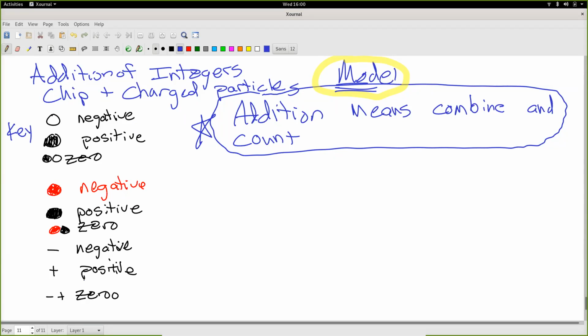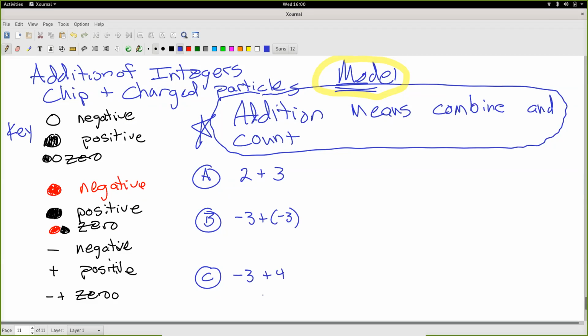Okay, what are these things? So I'm going to go with the first version of the chip model, where I'm just going to use a single color. Open circle is negative, a solid circle is positive. Two of them together is a 0. And just look at a couple of examples. So let's look at, let's say, example A, B, and C here. So A would be to model 2 plus 3. B is going to be to model -3 plus -3. And C is going to be to model -3 plus 4.